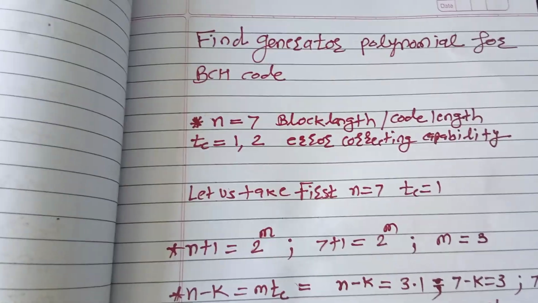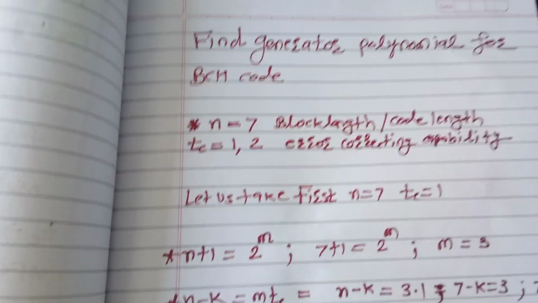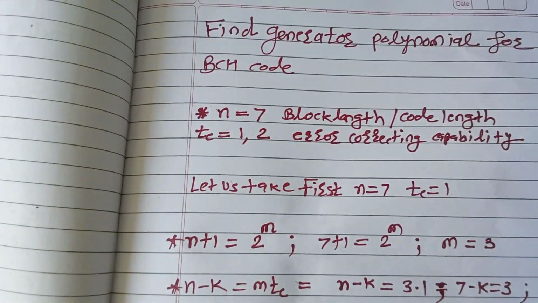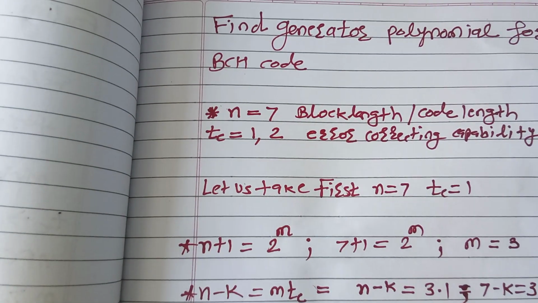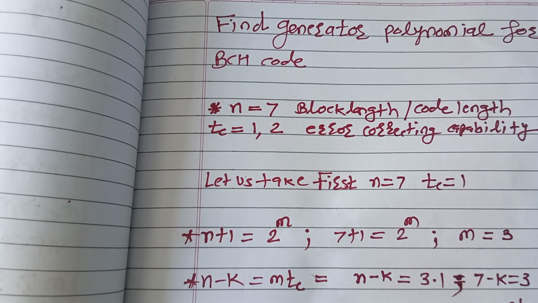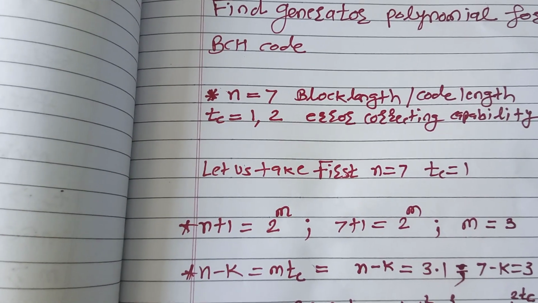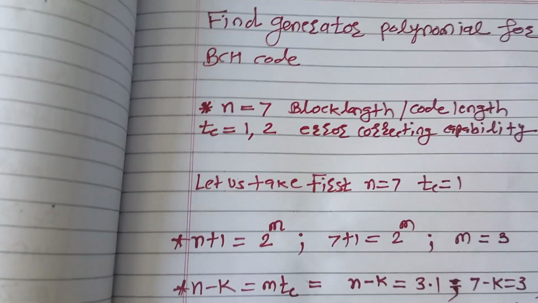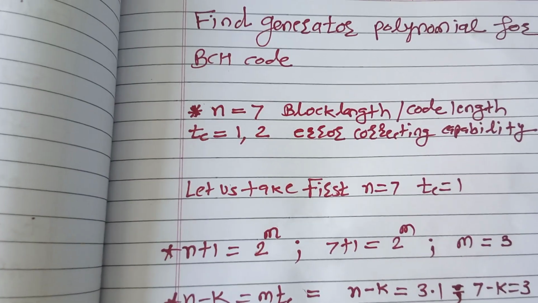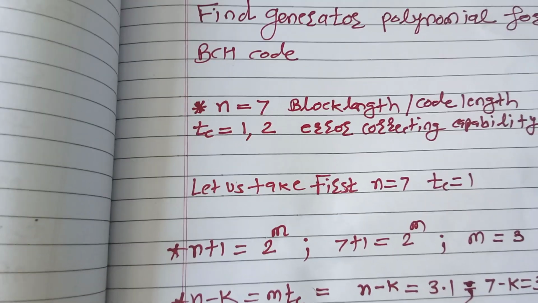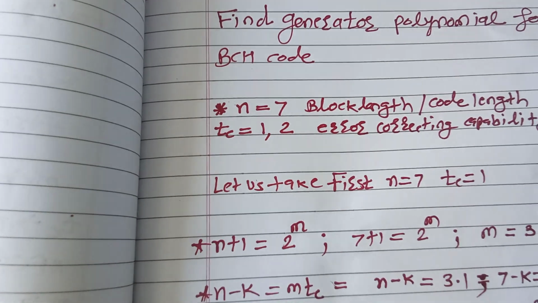Let us see how to find the generator polynomial for BCH code. So BCH code is a cyclic code with multiple error correcting capability. So we have already seen the cyclic code. So the generation of the BCH code is same as cyclic code. The difference is in finding the generator polynomial.